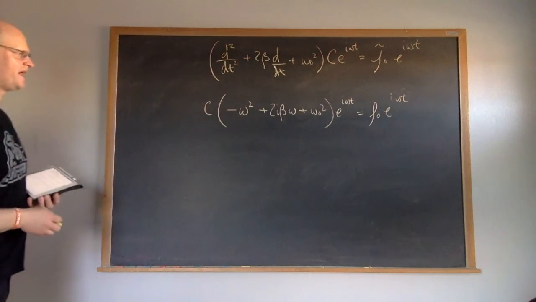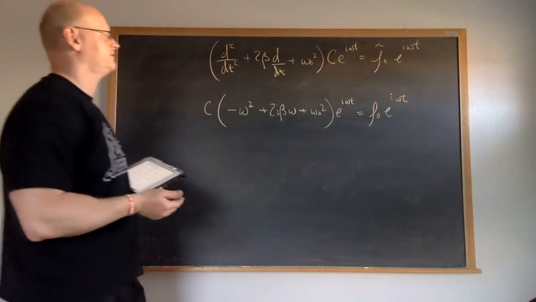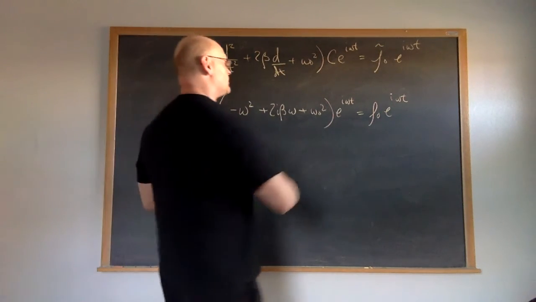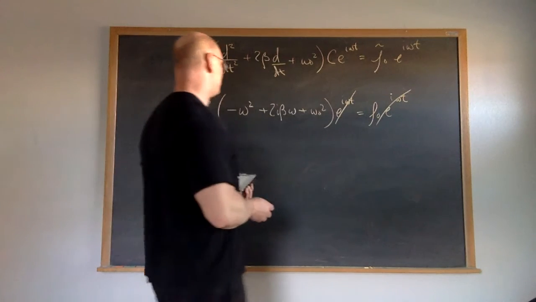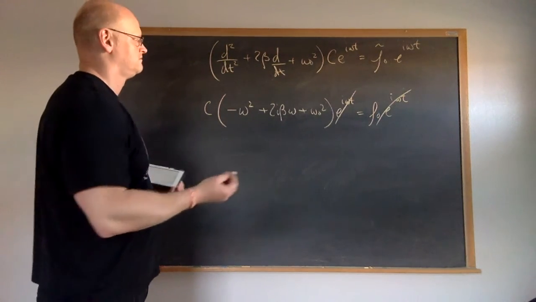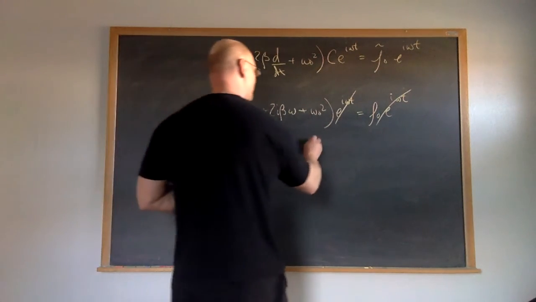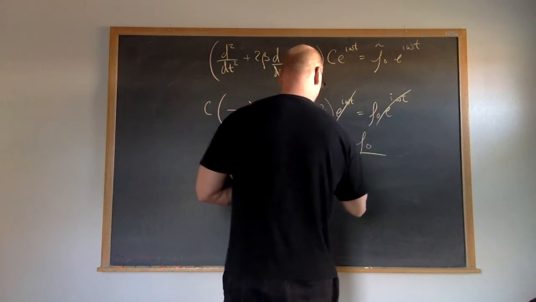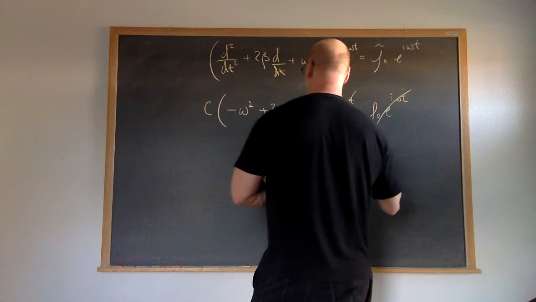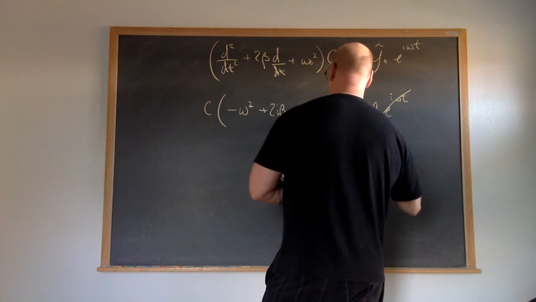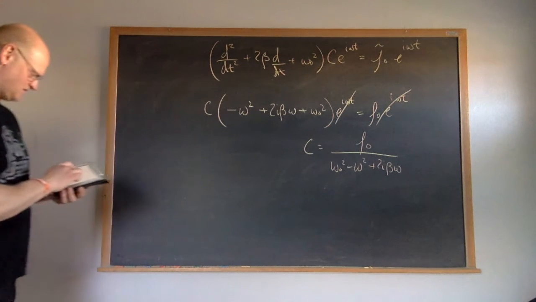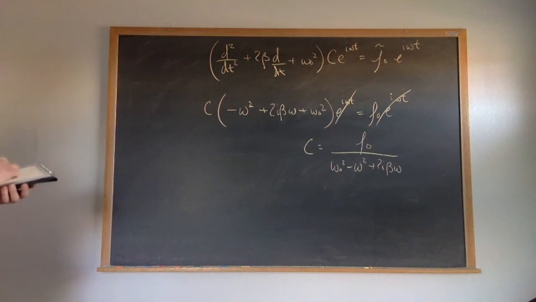Now, for now, I'm going to drop that tilde portion because, again, it turns out it's actually a real variable anyways, but that's fine. So the e to the i omega t's are going to cancel, and then from here, I'm simply going to solve for C. So this tells me C is equal to F0 divided by omega 0 squared minus omega squared plus twice i beta omega. So this is my value of C.